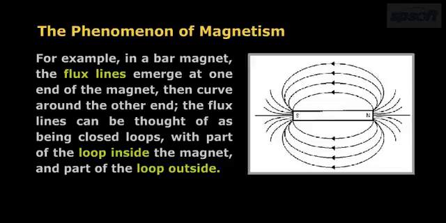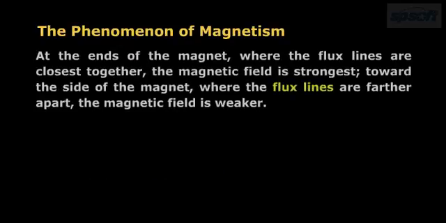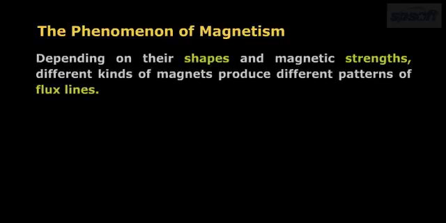At the ends of the magnet, where the flux lines are closest together, the magnetic field is strongest towards the side of the magnet. Where the flux lines are farther apart, the magnetic field is weaker. Depending on their shapes and magnetic strengths, different kinds of magnets produce different patterns of flux lines.